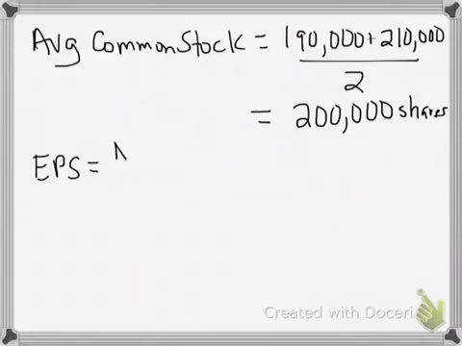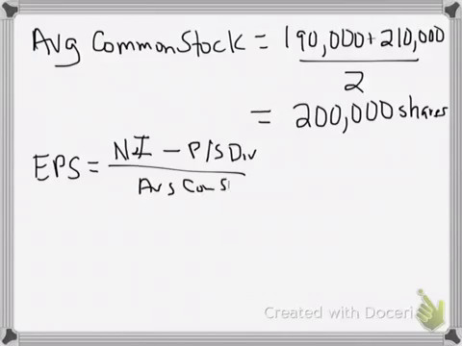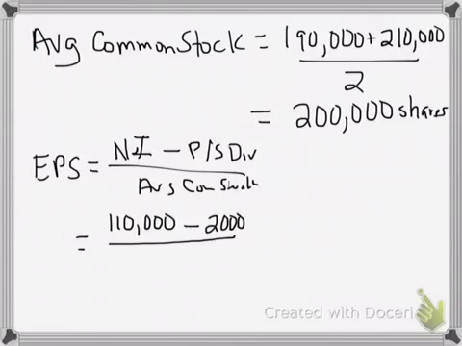We then can look at the earnings per share formula, and the basic earnings per share formula is looking at net income minus that preferred stock dividend divided by those average common stock. So if we go back and we look at the worksheet, what we'll find is that our net income was $110,000. We just found that preferred stock dividend to be $2,000, and we found that our average common stock was $200,000.